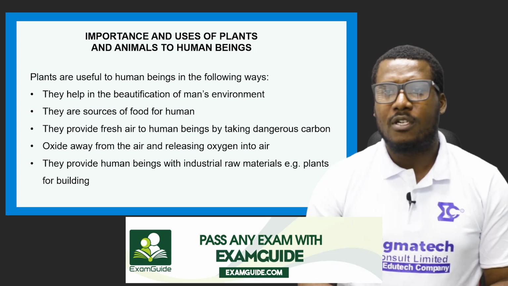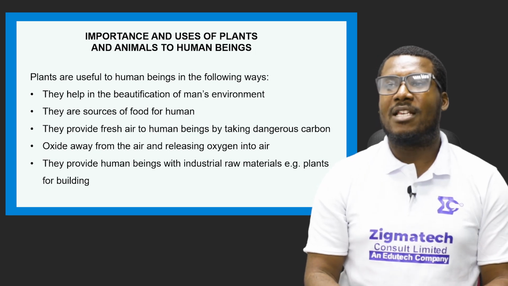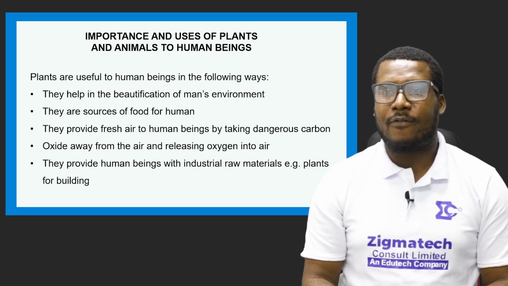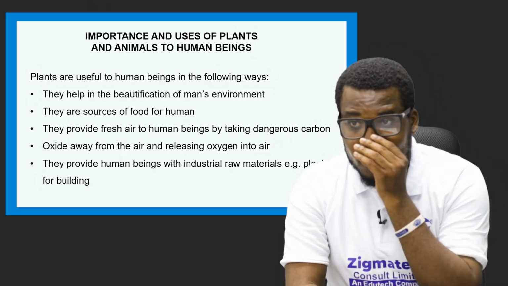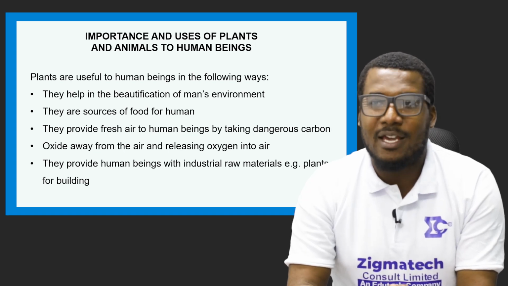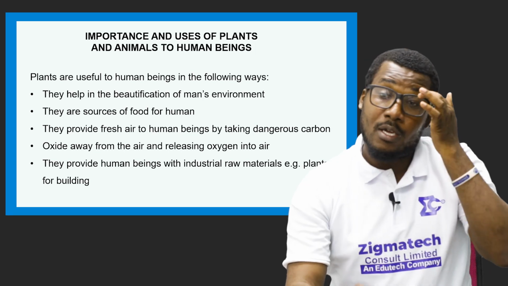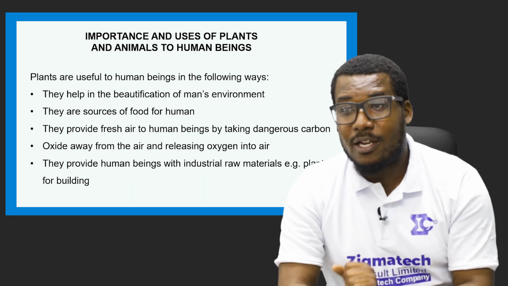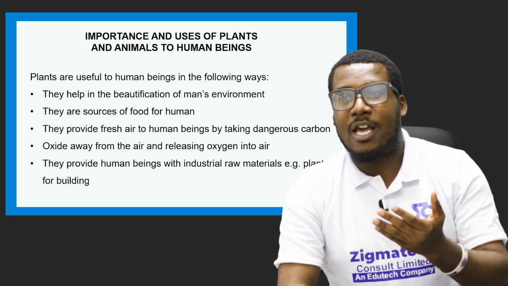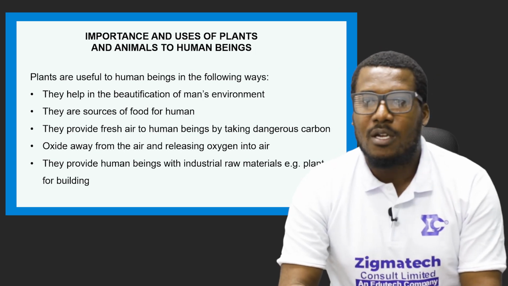They provide fresh air to human beings by taking dangerous carbon dioxide away from the air and releasing oxygen into the air. So they help us to produce better air. The better air there is oxygen. The dangerous carbon dioxide is taken away from us by the plant. It takes it in and gives us oxygen.